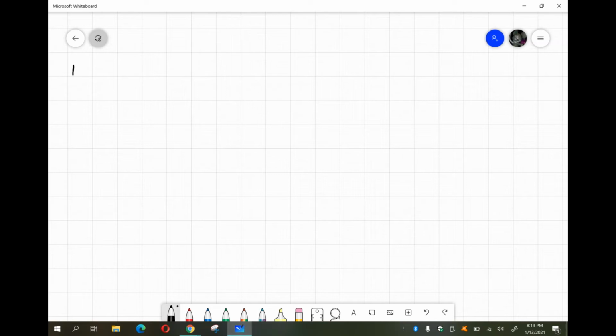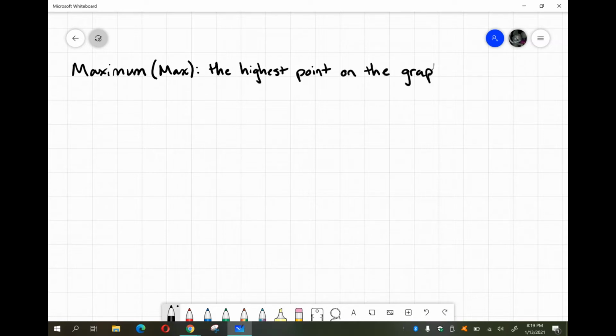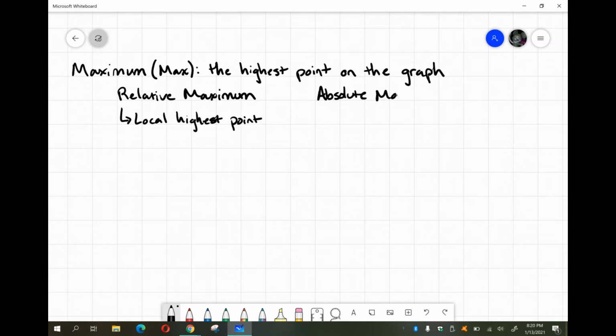The maximum, abbreviated max, is the highest point on the graph. There are two types of maximums. There's the relative maximum, which is the local highest point, and the absolute maximum, which is the overall highest point.